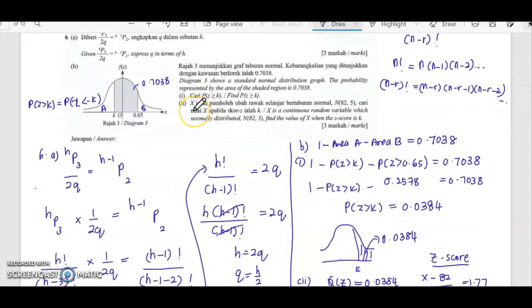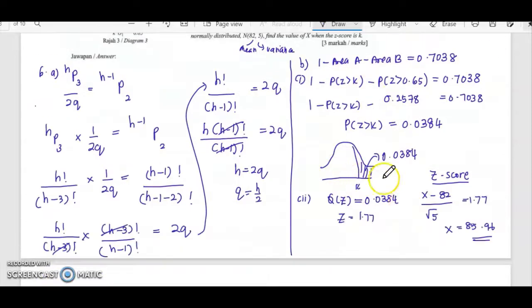So, we go to question 6B2. Okay, X is a continuous random variable which is normally distributed with N(82, 5). So, 82 ini ialah dia punya mean. Okay, and then 5 ialah variance. So, find the value of X when Z score is k. So, k tadi kan? Jadi, kita kena cari k daripada table. So, awak tengok daripada table tu, if the probability is 0.0384, awak akan dapat value untuk Z score ialah 1.77. So, kita dah dapat 1.77.